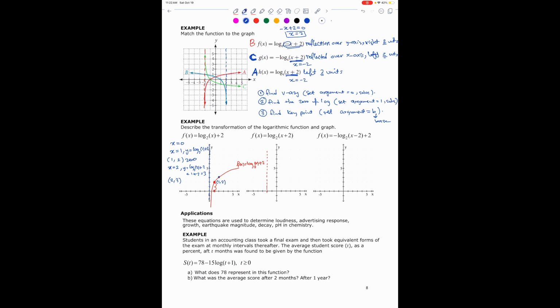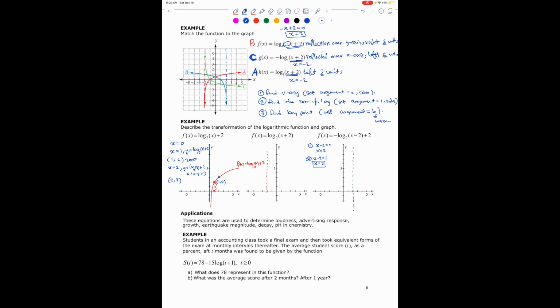And then last but not least, step number 1, I will make the argument equal to 0 to find the new asymptote. So x minus 2 equals 0. That will give me x equals 2 is the new asymptote. That is the new vertical asymptote. Then I will set the argument equal to 1. So x minus 2 equals 1. That will lead to x equals 3.